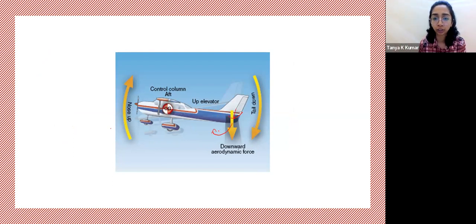So if you were to deflect your elevator down, you have a camber that's produced like this, and your lift will be produced upwards, which produces a nose down moment about the CG. This is how the elevator works, similar to the other axis. This is for the longitudinal axis.